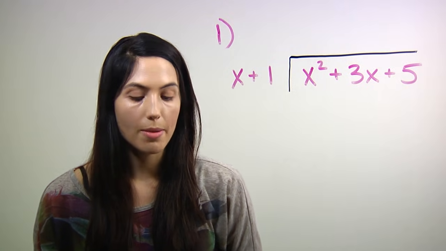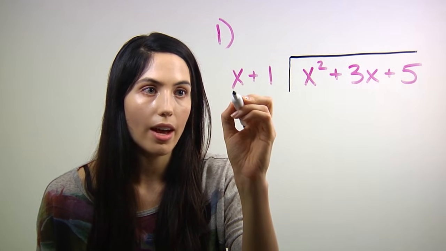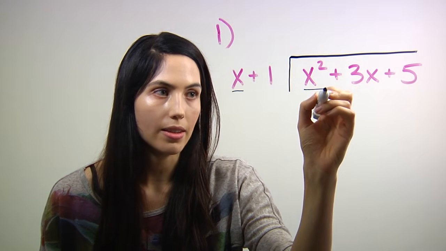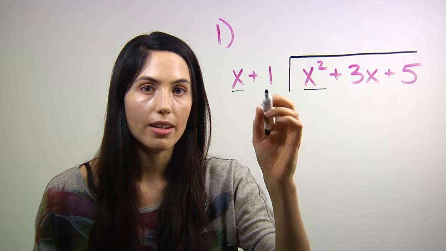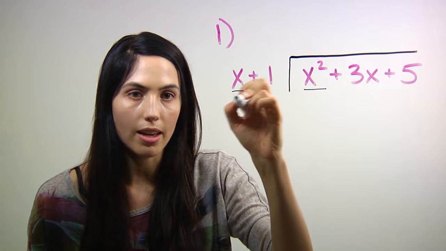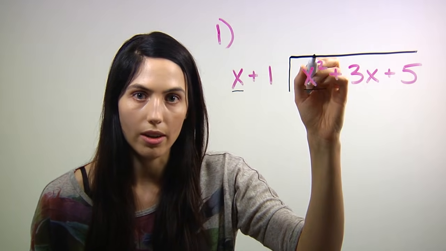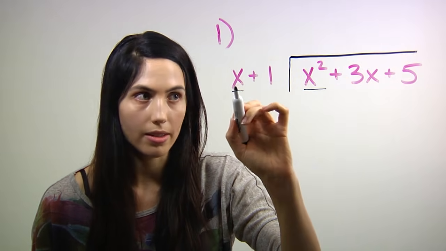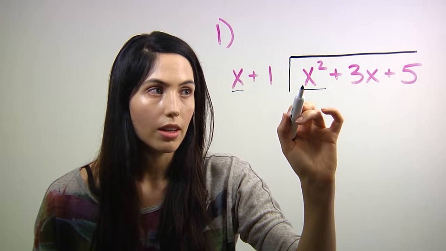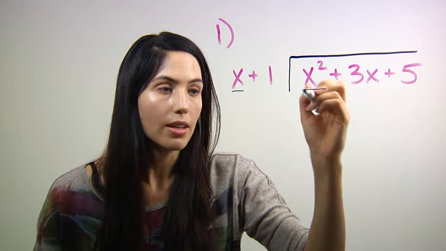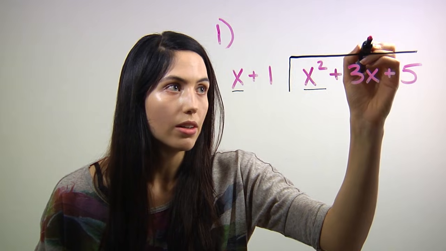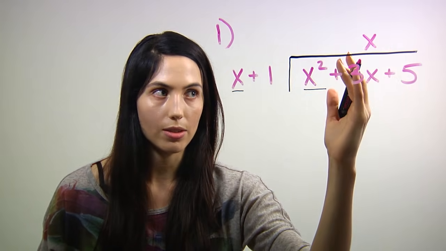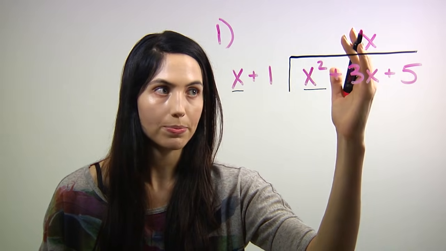Okay, so the first step is to look for the highest power of x on this side and the highest power of x on this side, and find how many times this x goes into that x squared, and that's x times, since x times x gives you x squared. So we put that x up here on top and in line with the 3x term. So that's where it belongs.